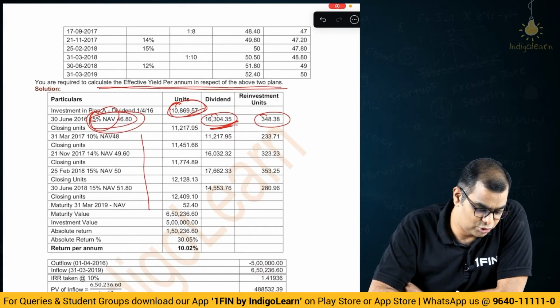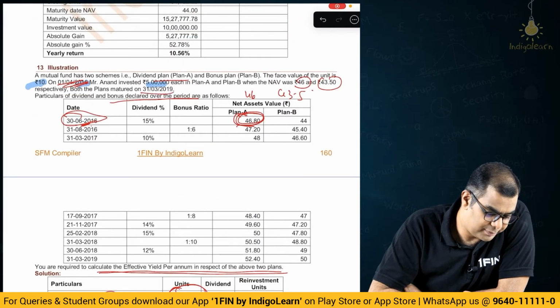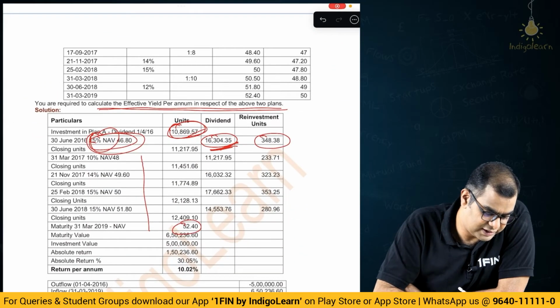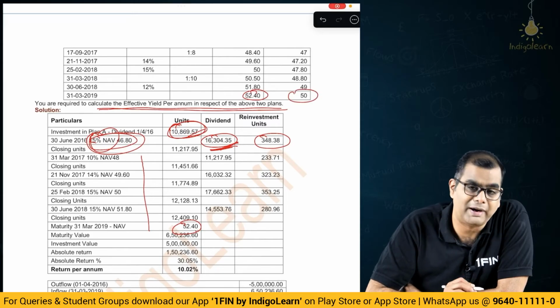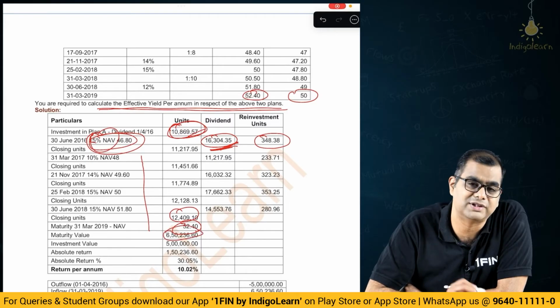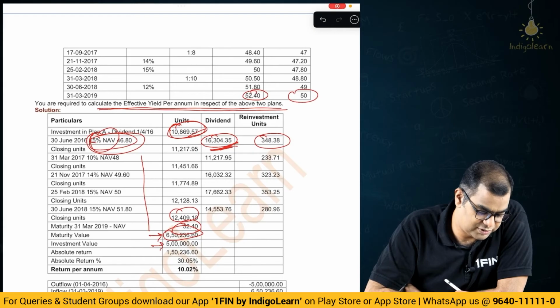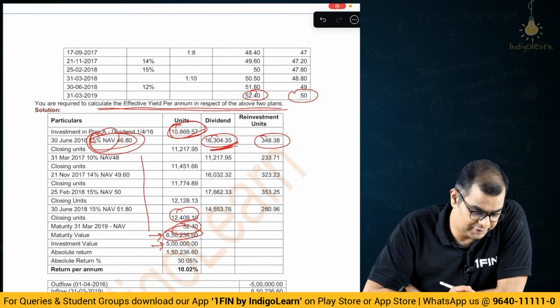So, like that you can keep doing, and what happens at the end of the period, both the plans matured on 31/3/2019. So, on 31/3/2019, what is the NAV? They themselves have said 52.4 and 50. So, you take 52.4 here, multiply with the number of units that you have, which is 12,400, you get 6,50,000. Now, the 6,50,000 is the ending value. What is the investment value? 5 lakhs. What is the holding period return or absolute return? You do 6,50,000 minus 5 lakhs.